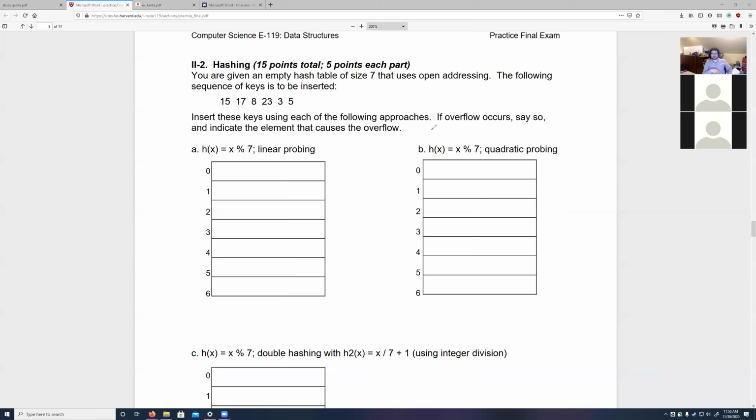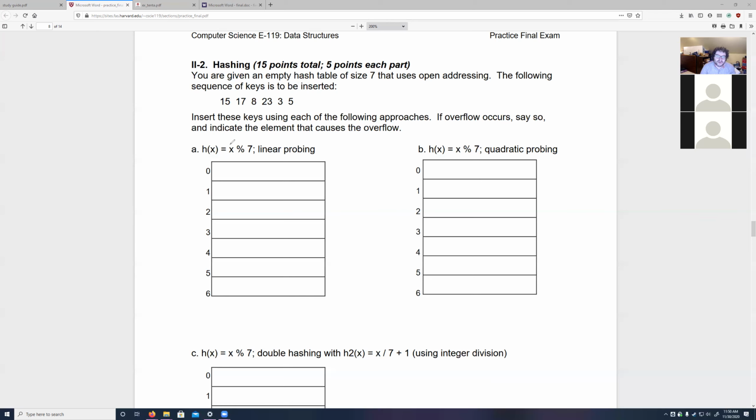Linear probing means literally let's find the next available space. Quadratic probing means I'm going to look one away, then 1 squared away, then 2 squared away, then 3 squared away, then 4 squared away until I find an empty space. So let's go ahead and take a look.